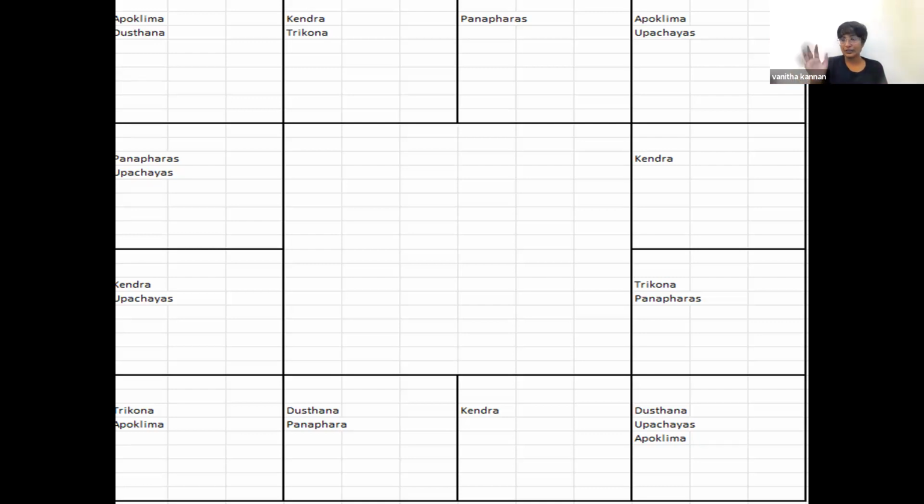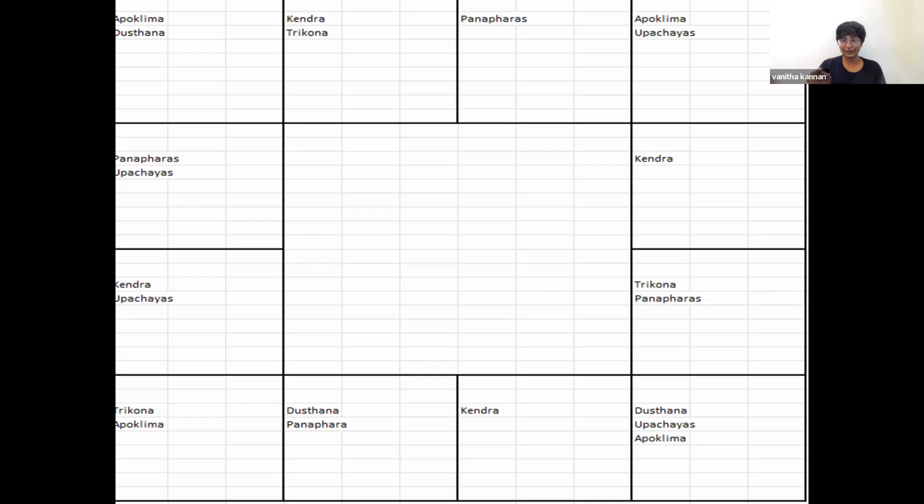Then we'll move on to the 11th one. It is a Phanapara and the Upachaya. The Phanapara is also auspicious, but only 50%. Upachaya increases your auspiciousness, so the 50% will become 100, 200. There is no limit, it will grow. Then we will end with the 12th house.